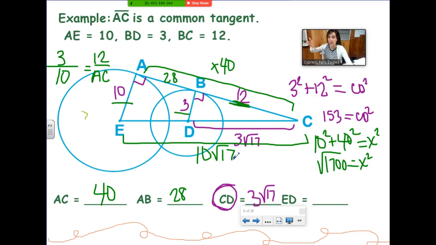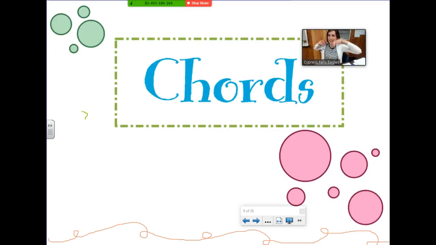That's EC. What is it asking for? ED. So if I have 10 root 17s and I take away 3 of them, how many root 17s do I have? 7. Yay! You just subtract the coefficient. 7 root 17. Tangents done. Check it off your list. We did the hardest example we could do.